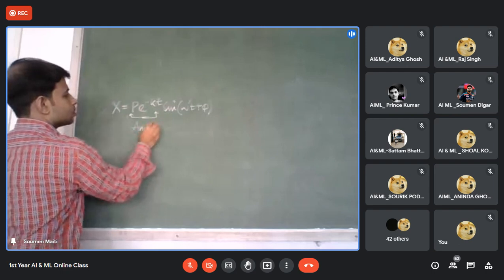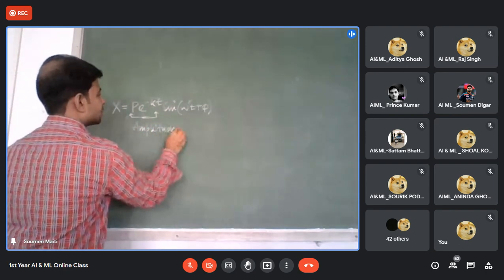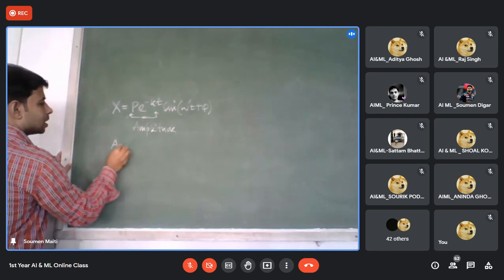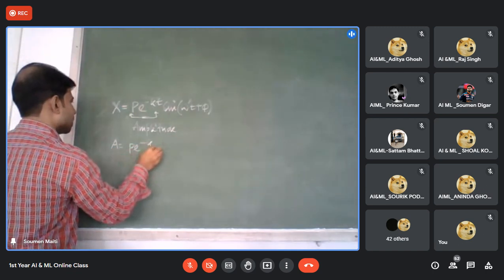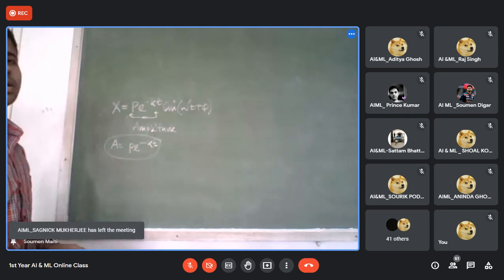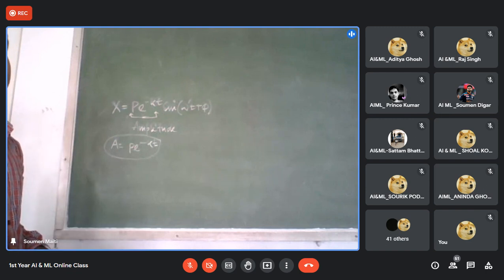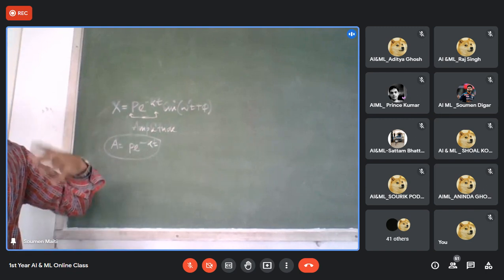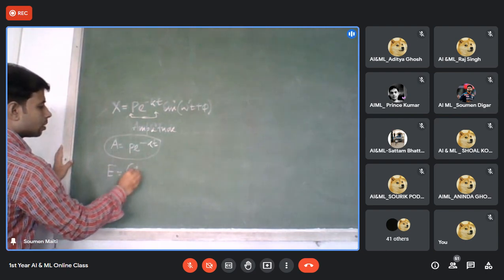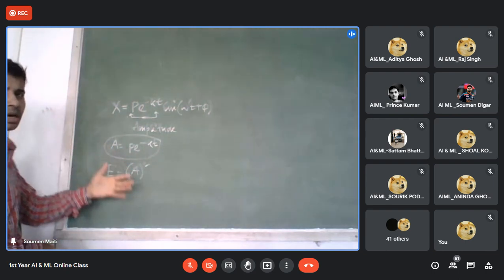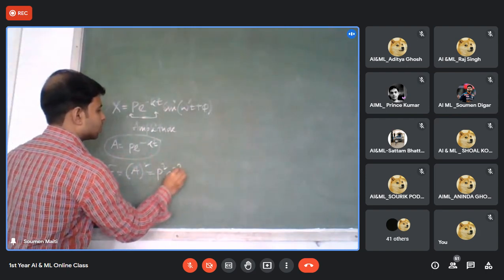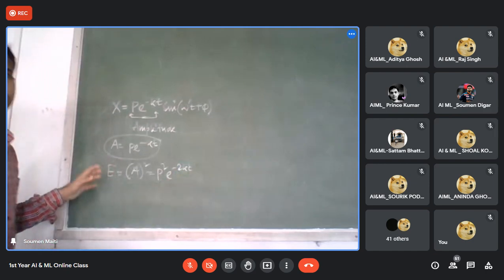Okay, so remember one thing. This is my amplitude, which is decaying as a function of this. So can I write it down? My A, that is amplitude, is nothing but P e to the power minus kt. All things rely on this. If this is my amplitude, what will be the energy? Energy is nothing but amplitude squared, proportional to amplitude square. So this is P square e to the power minus 2kt. Yes or no? Yes, sir.